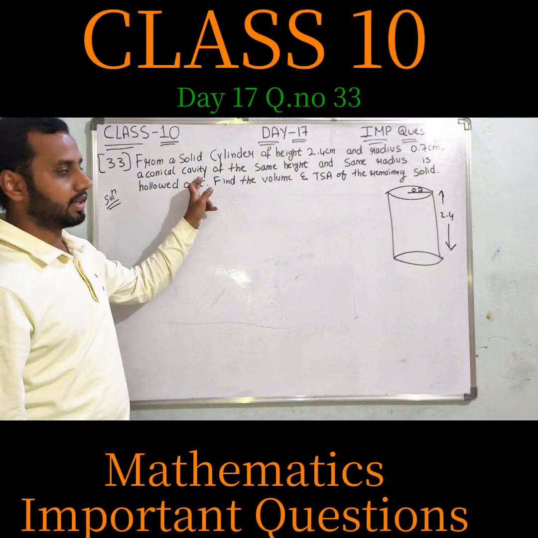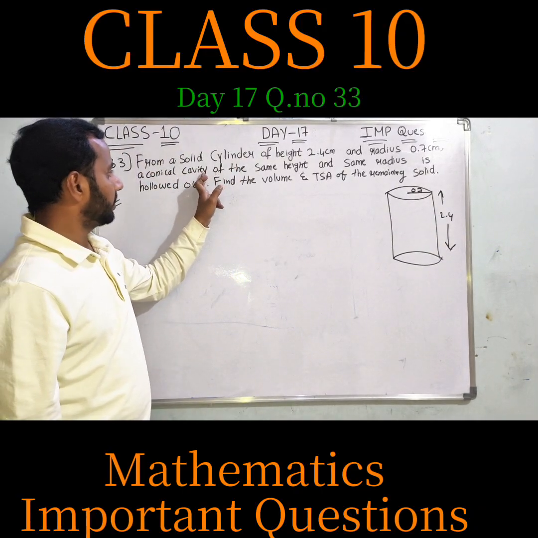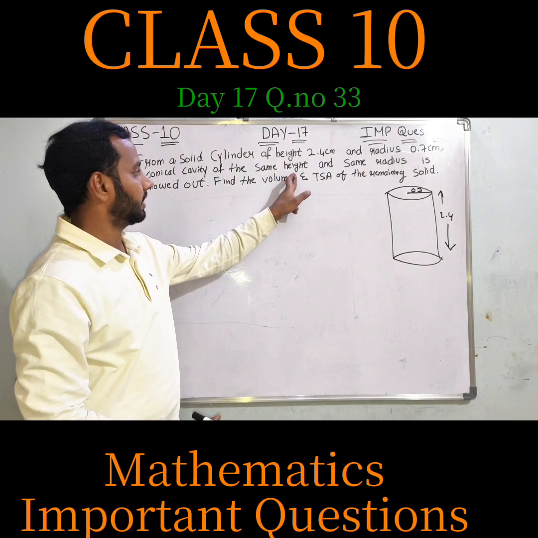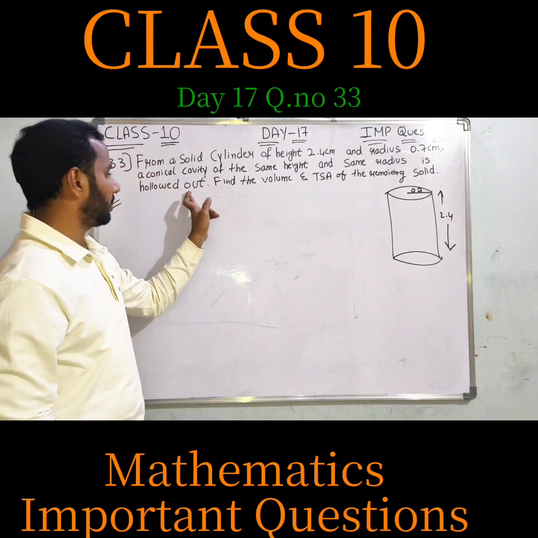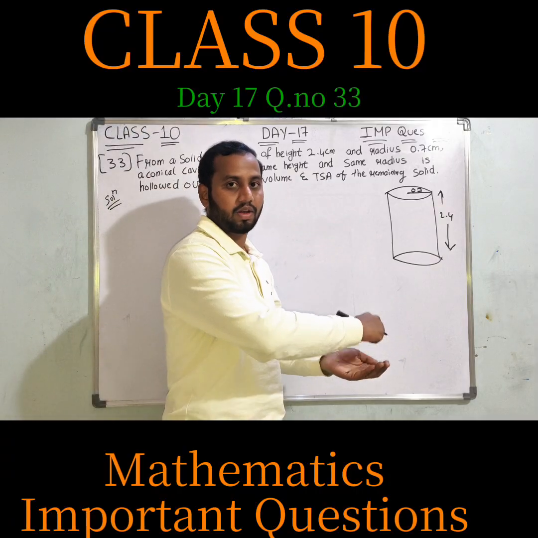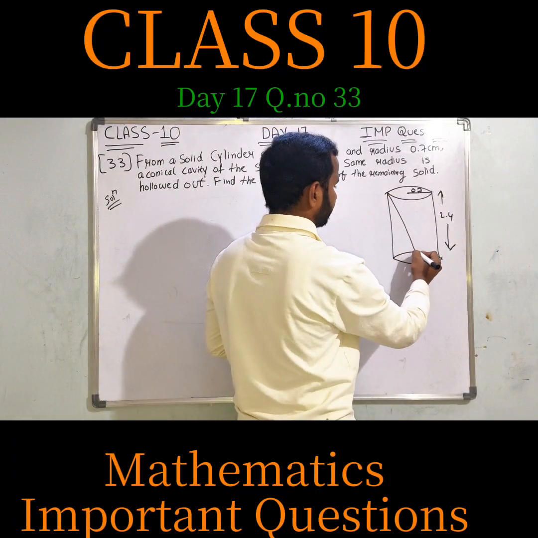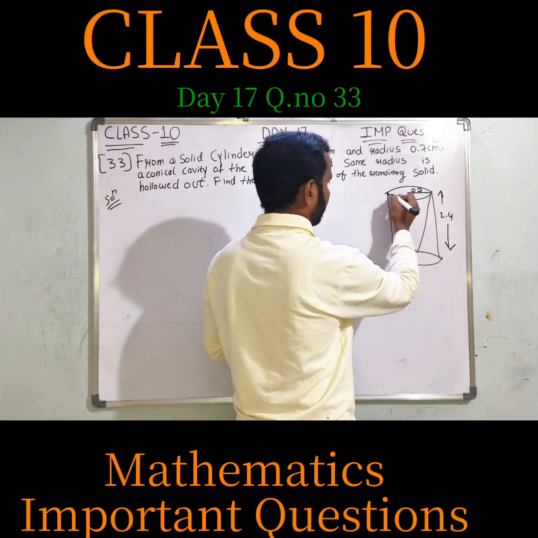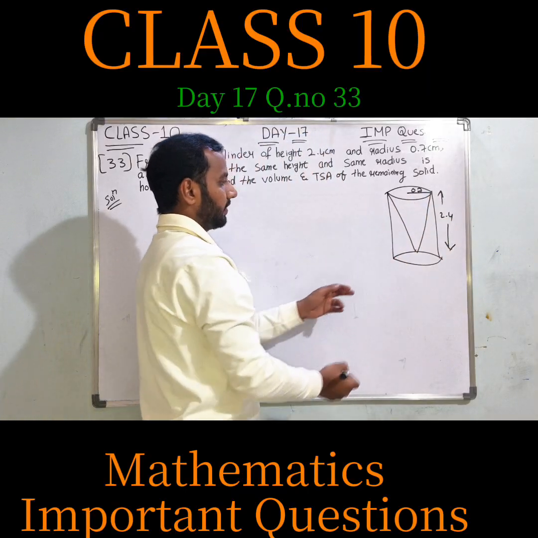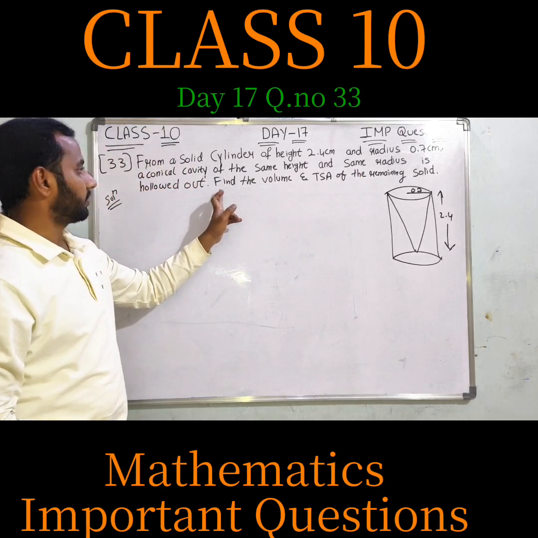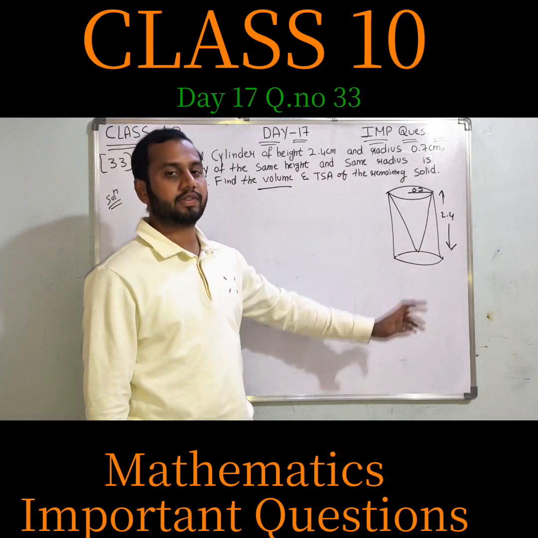Continue. A conical cavity. They are talking about the cone. A conical cavity of the same height as the cylinder and the same radius is hollowed out from the cylinder. We are taking out the conical cavity. Now we have taken out the conical cavity from the cylinder, same radius. Find the volume and the total surface area of the remaining solid.